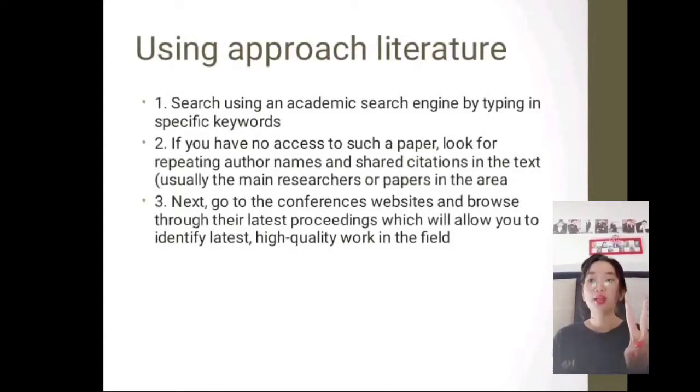And the second one is, if you have no access to such a paper, look for recurring author names and search citations in the text, usually the main resources of papers in the area. Find their articles, set them aside, and go to the authors' websites to see what they have published recently. And the last one is go to the conference websites and browse through their latest proceedings, which will allow you to identify the latest high quality work in the field.